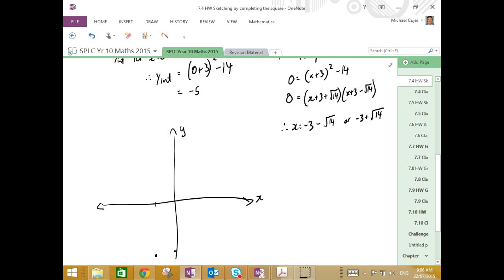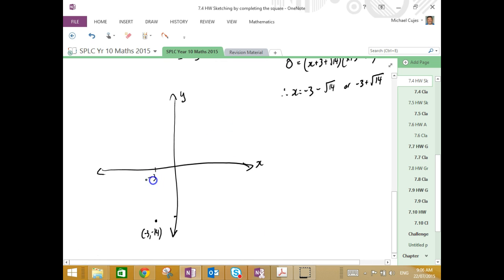So here we've got the turning point, which we said was negative 3, negative 14. So it's going to go through something like that, through the turning point. If I add a number that's just a little bit bigger than 4, I'm going to be just past 0 there. So that is obviously negative 3 plus root 14. And this intercept here, negative 3 minus root 14. Always label your equation. So it was y equals x squared plus 6x minus 5, wasn't it? And we've got to label that intercept negative 5. And we're done. Not too bad.